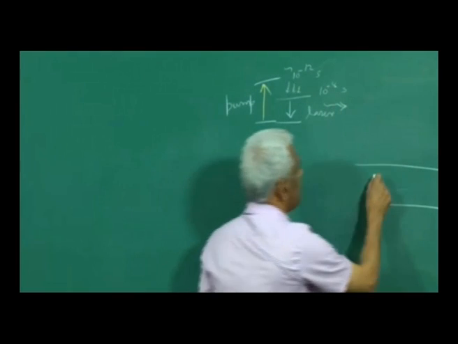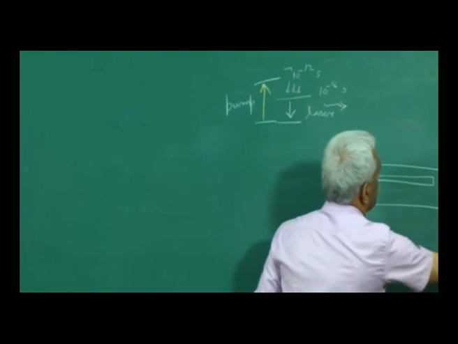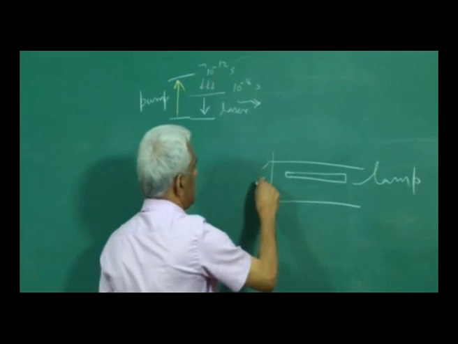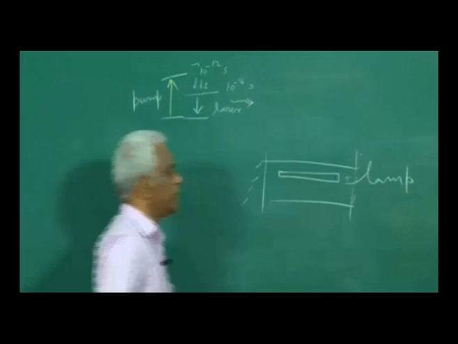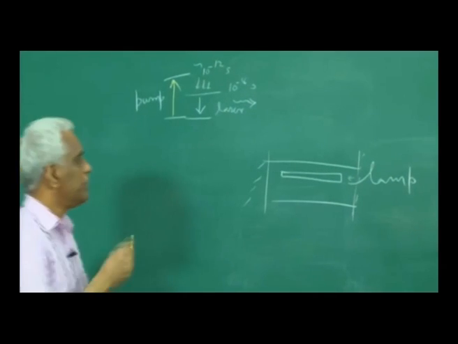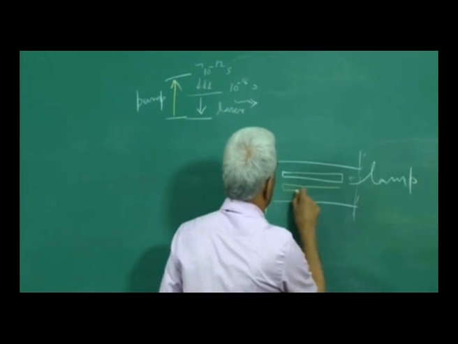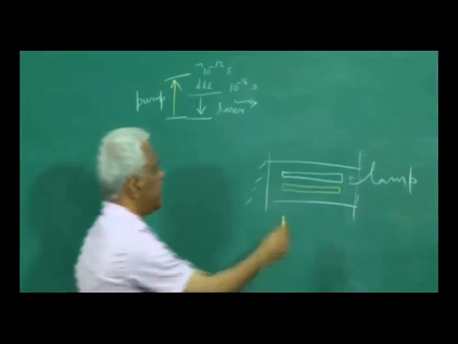So you have a lamp in the cavity. These are the mirrors. And then we have the ruby rod, the crystal in the form of a rod. This is how it is. So the actual gain medium is here.